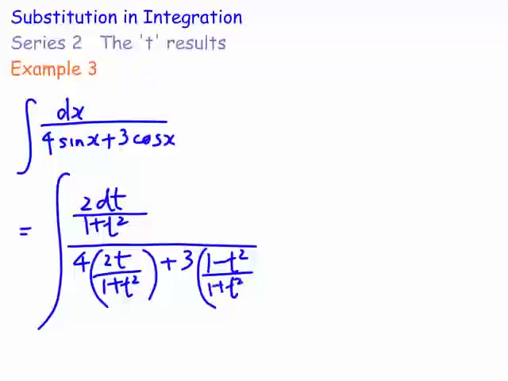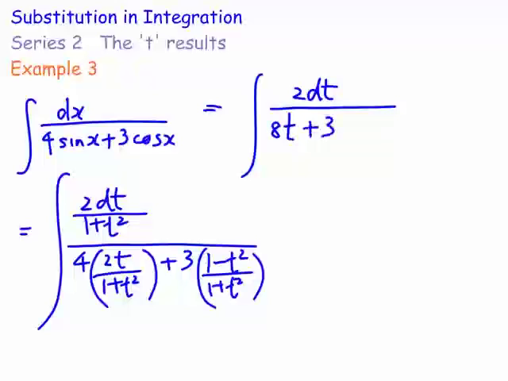Okay, so we can straight away cancel the 1 plus t squareds. Let's see what that would be. That would give us 2 dt on the top. Let's have a look: 2 4s are 8t plus 3 minus 3t squared.